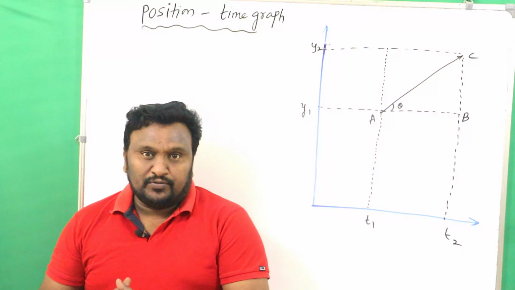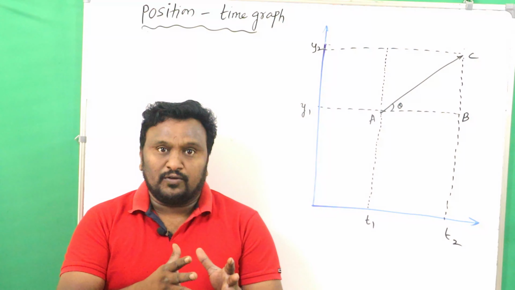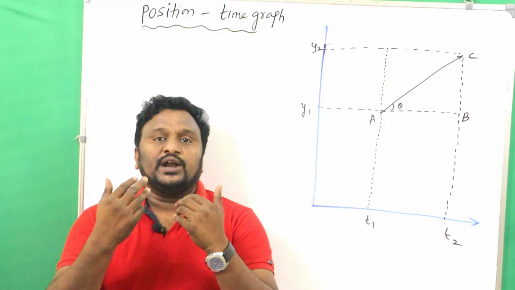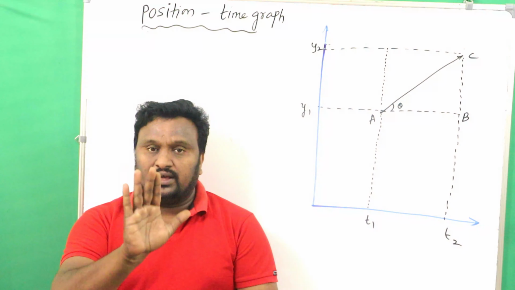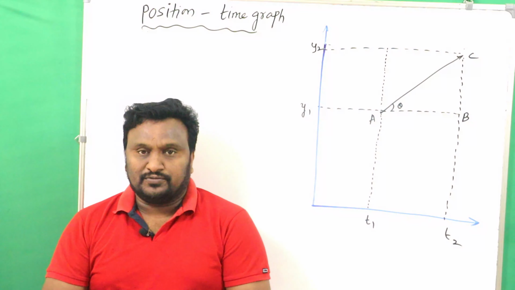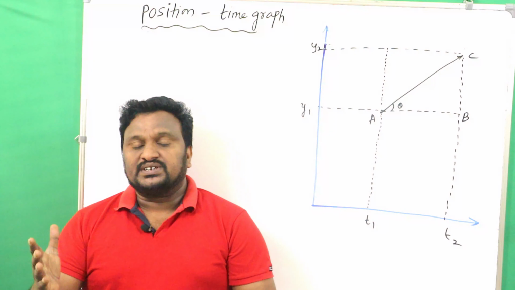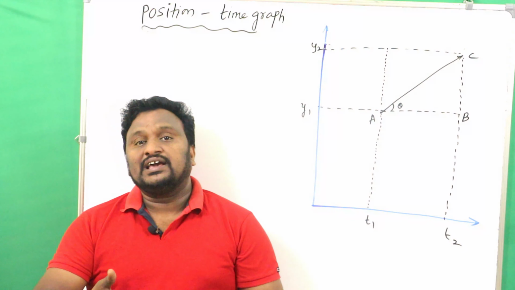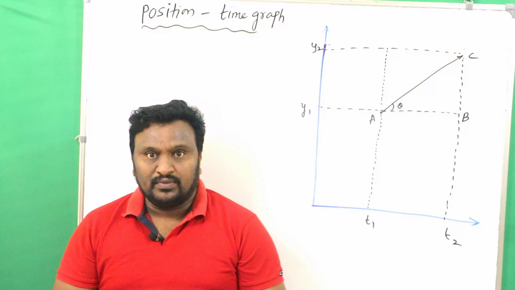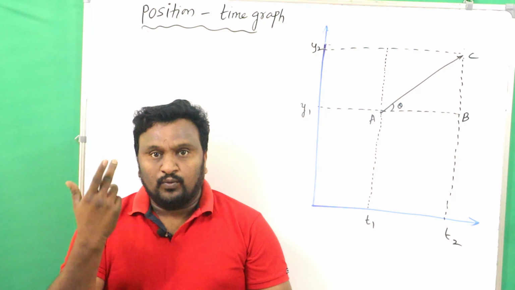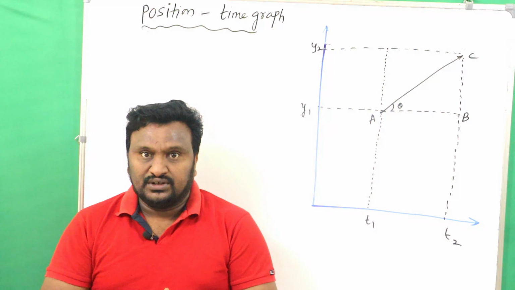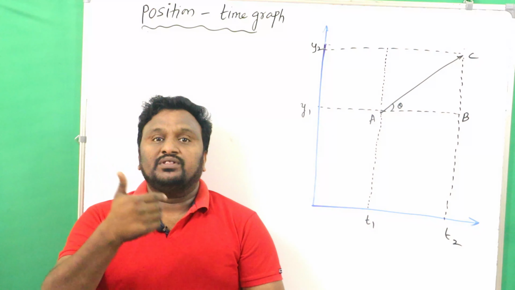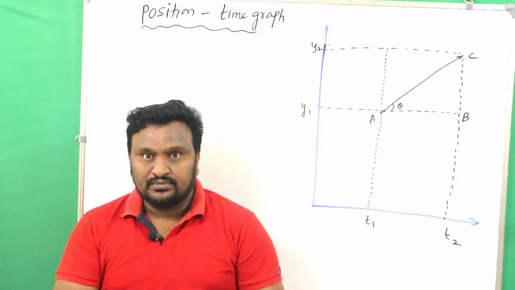Position-time graph, velocity-time graph. We have different kinds of graphs. In this video we will discuss only the position-time graph. Dear students, if the position of a particle changes with respect to time, then its velocity, displacement and acceleration may change. Those should be identified with the help of graphs.